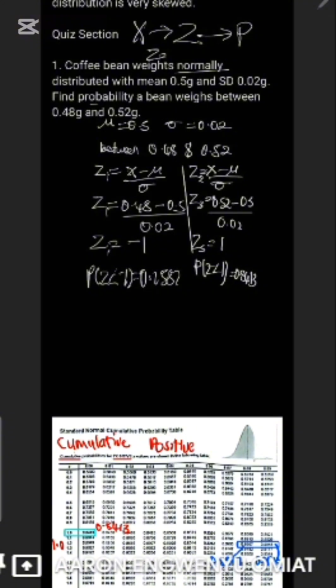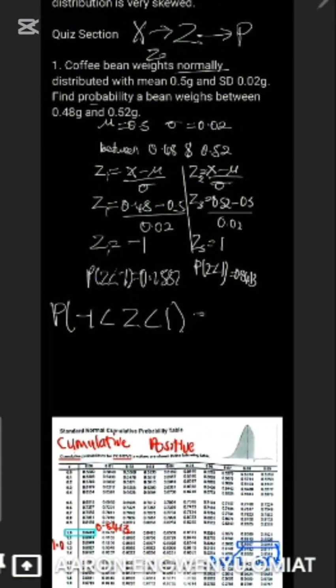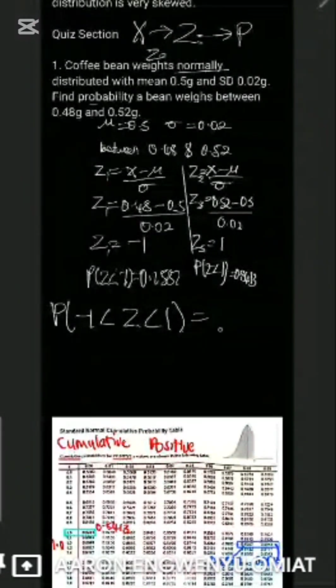Okay, then let me make it clear. They want the probability that z lies between -1 and 1. What is that probability? I think it is 0.68. Have you subtracted?